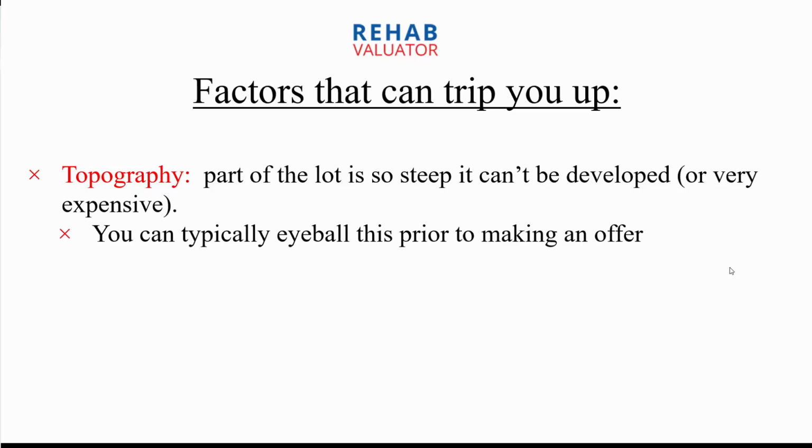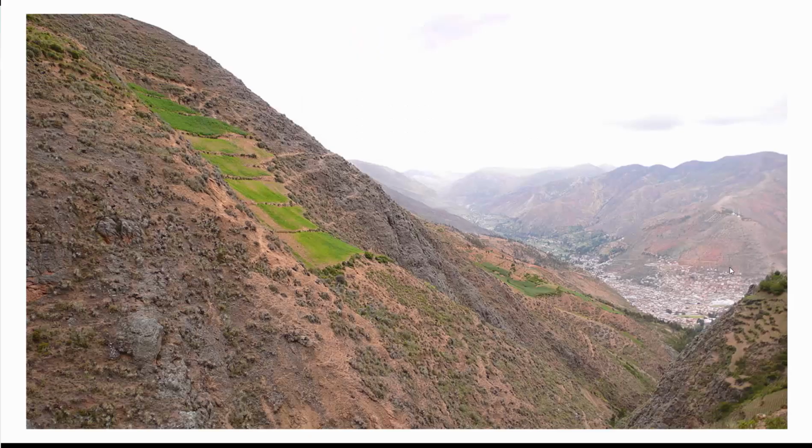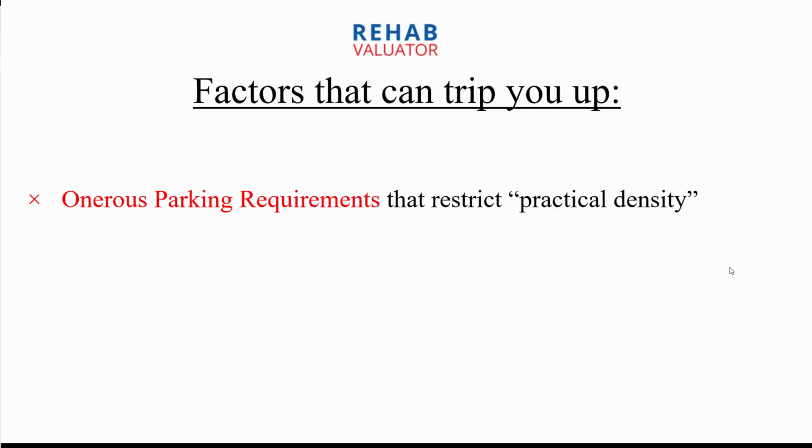You can typically eyeball this prior to making an offer by driving past the piece of land, looking at pictures, looking at Google Street View. But if it looks like this, it's probably going to be too expensive to develop. Or at the very least, you should factor in the additional cost to develop that piece of land into your offer price for the land.